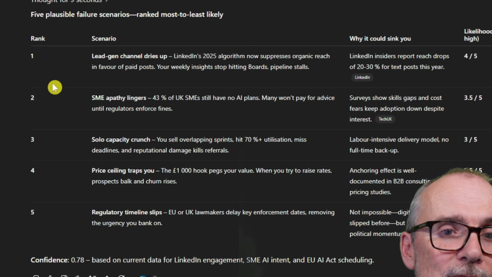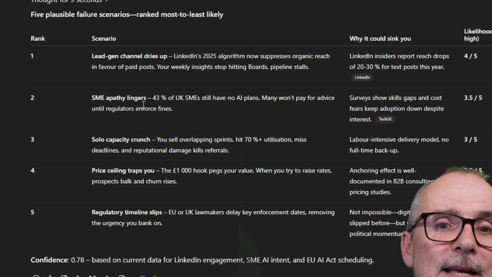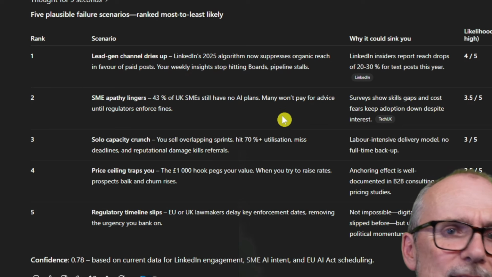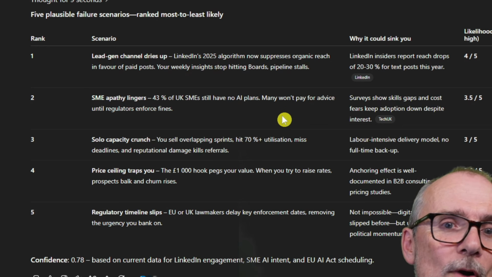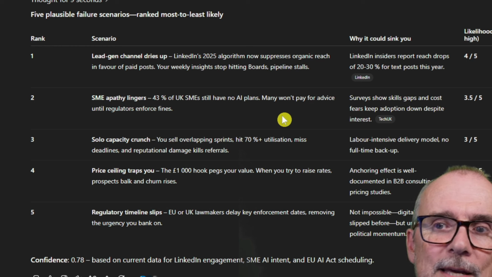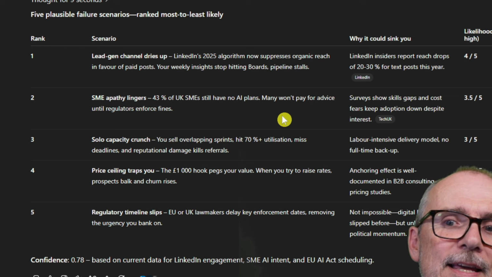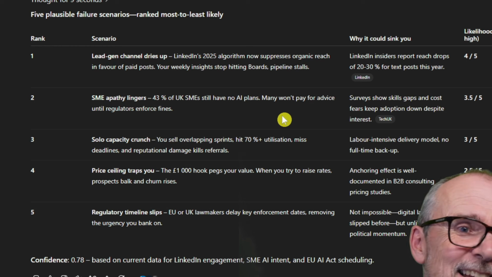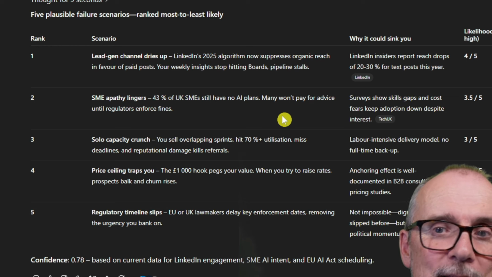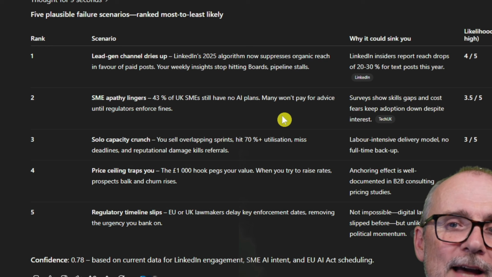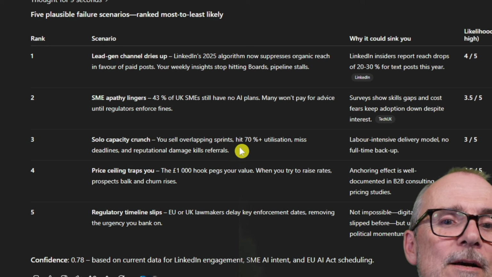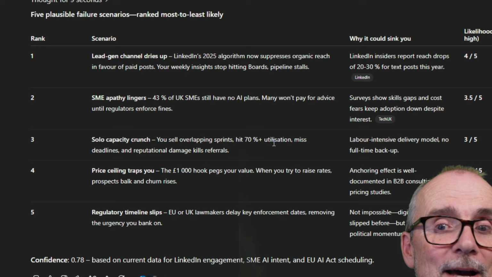SME apathy. So rank 2, SME apathy lingers. So 45% of UK SMEs still have no AI plans. And I think that could certainly happen. So what I need to do is get those SMEs as they start thinking about adopting AI. I don't need millions. I don't need loads. I need 20 a year to make my money. So what I need to do is make sure that as companies move into that area of adopting AI, I'm on their radar. My solo capacity crunch, that might happen.